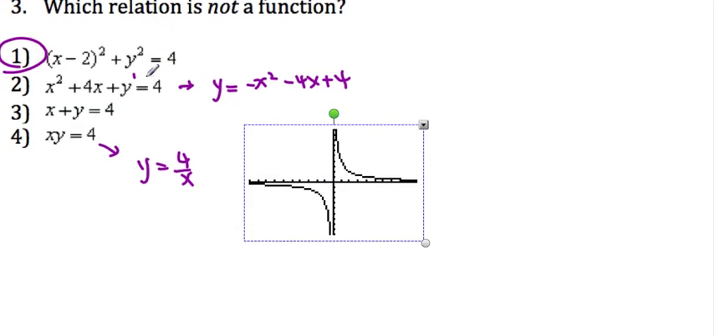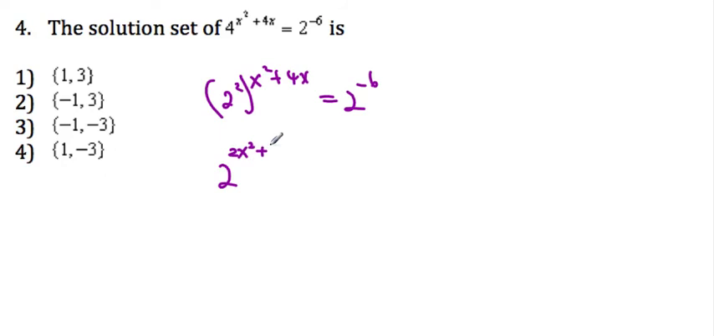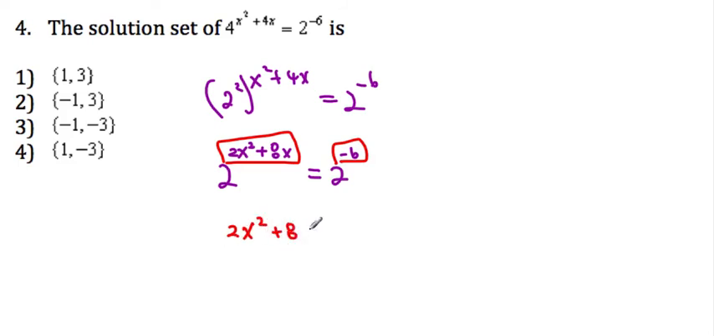All right, number 4. What is the solution set? As you can see here, we have to get the common base. So 4 is equal to 2 squared. If I rewrite it in that way, then I can distribute the 2 into these two terms. So we end up getting 2 to the 2x squared plus 8x equals 2 to the negative 6. Then these two exponents have to be equal to each other. So we get 2x squared plus 8x must be equal to negative 6.